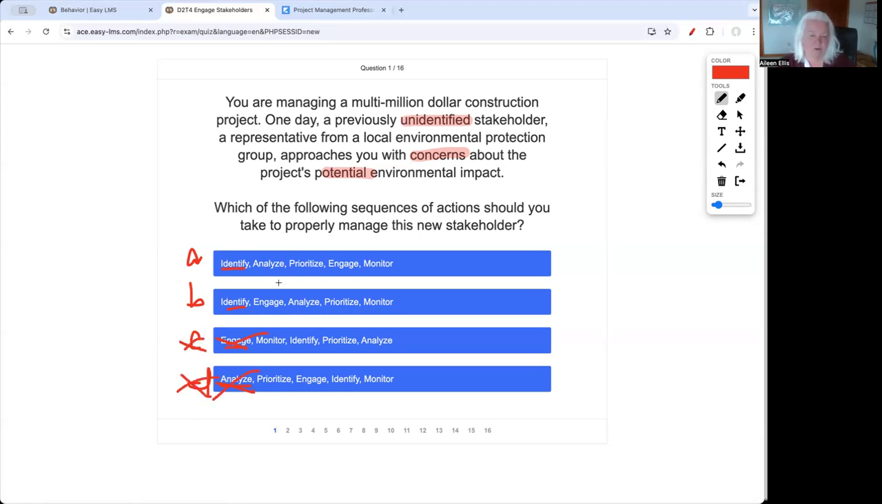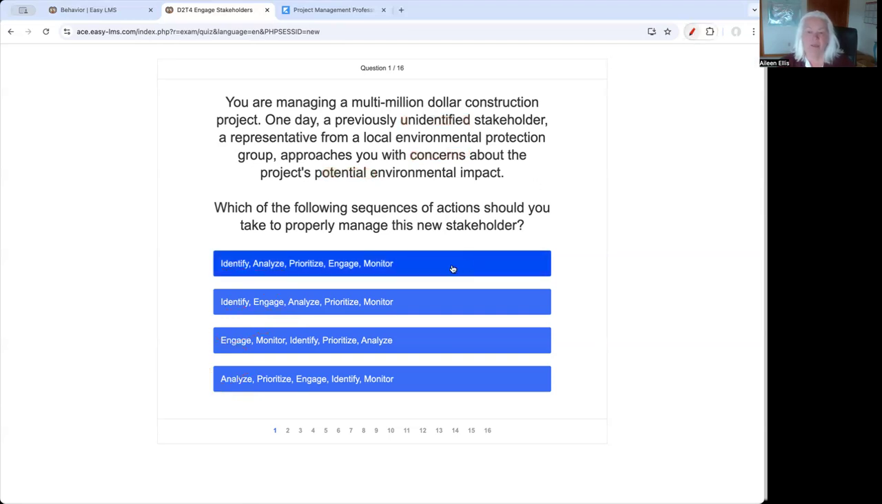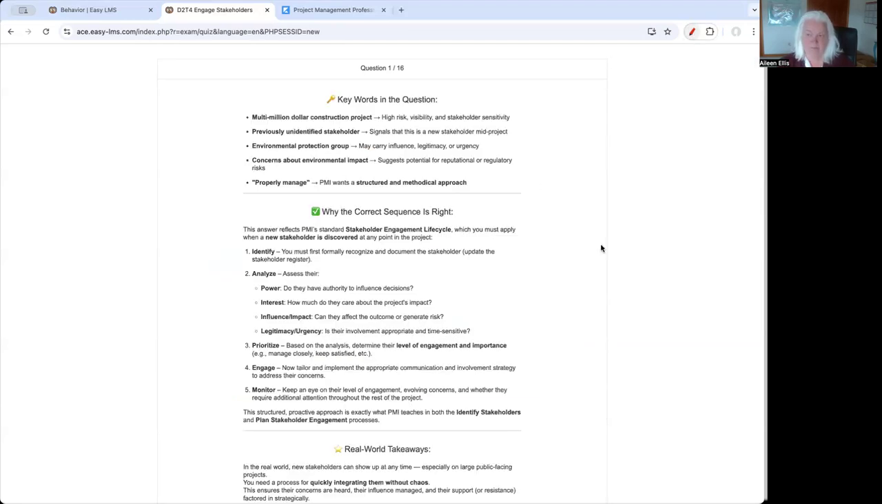Now go to the second word. Analyze versus engage. Which one would you do? I would analyze before I engage. Prioritize, engage, monitor. A sounds good. So here we go. We have the solution.